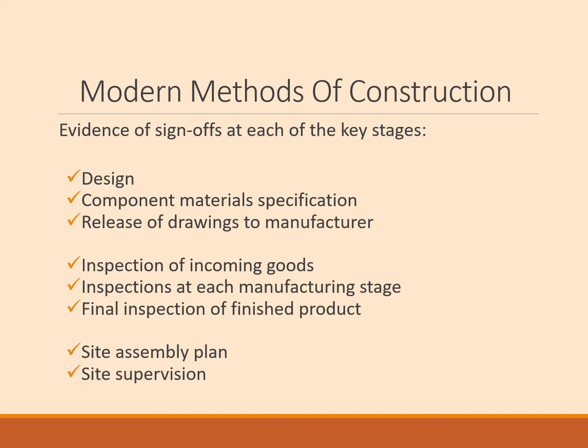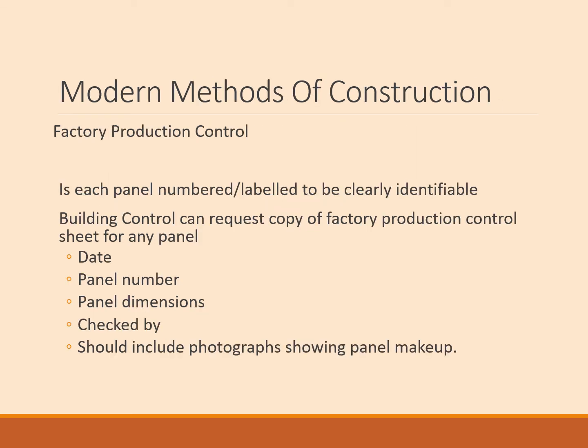Is there evidence of sign-offs at each of the key stages: the design, material specification, the release of drawings to the manufacturer, at the factory, the inspection of incoming goods, inspection of each manufacturing stage, the final inspection of the finished product, at the site, is there a site assembly plan, site supervision? Is each panel numbered or labelled so that it's clearly identifiable?